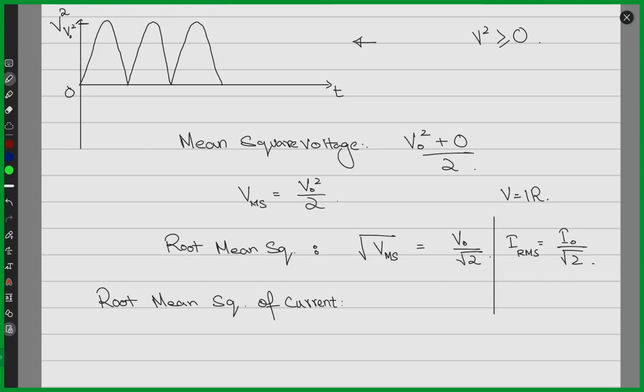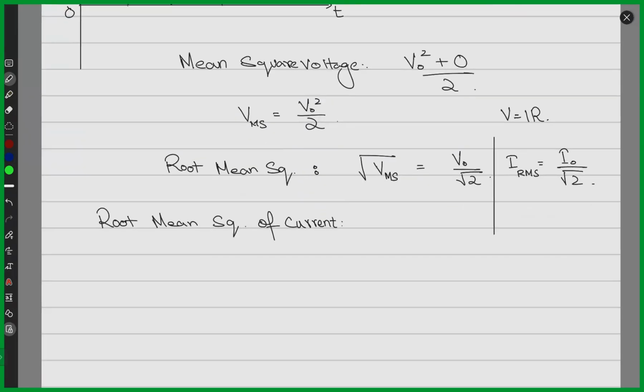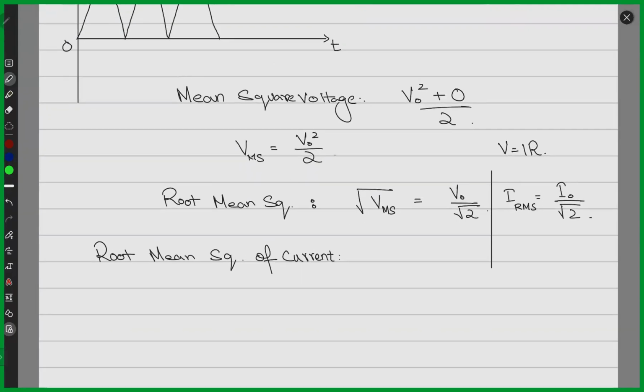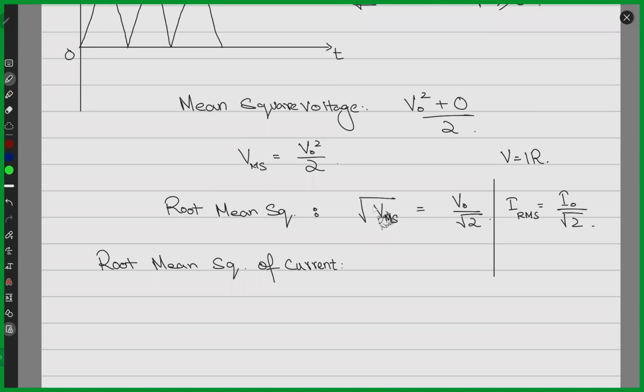So did that make sense? Sir, why did we use the under root? Why did we square root it?